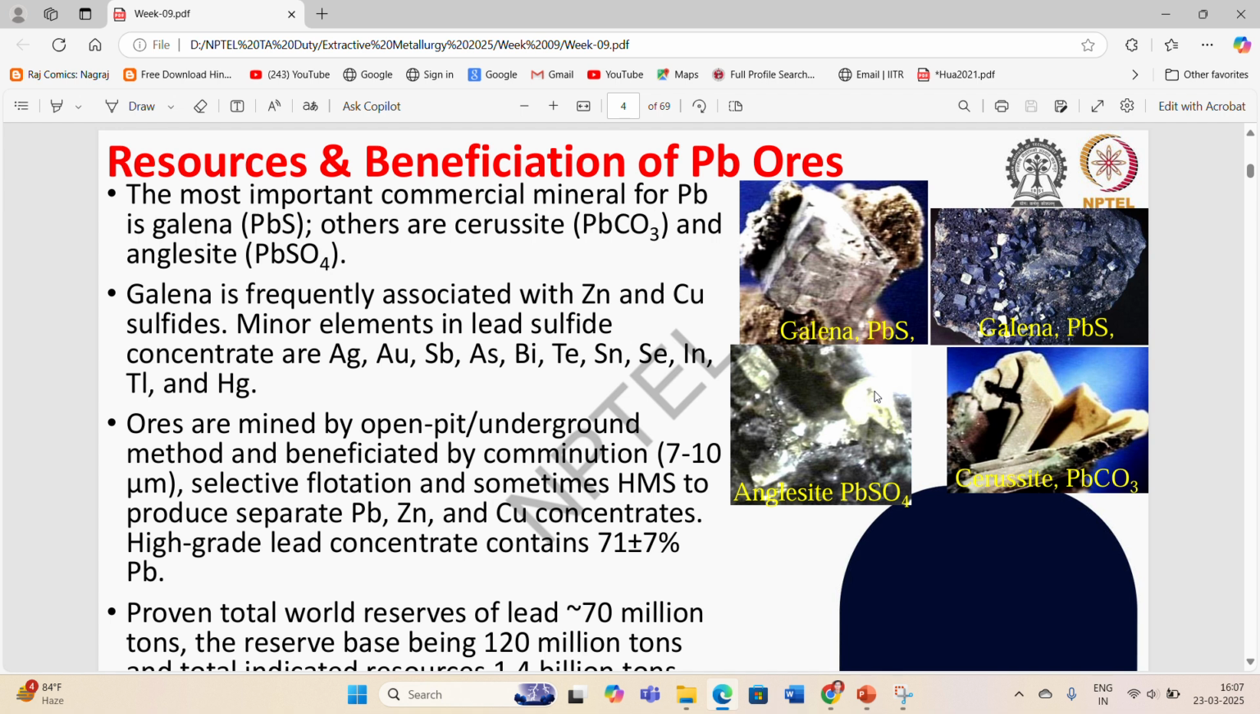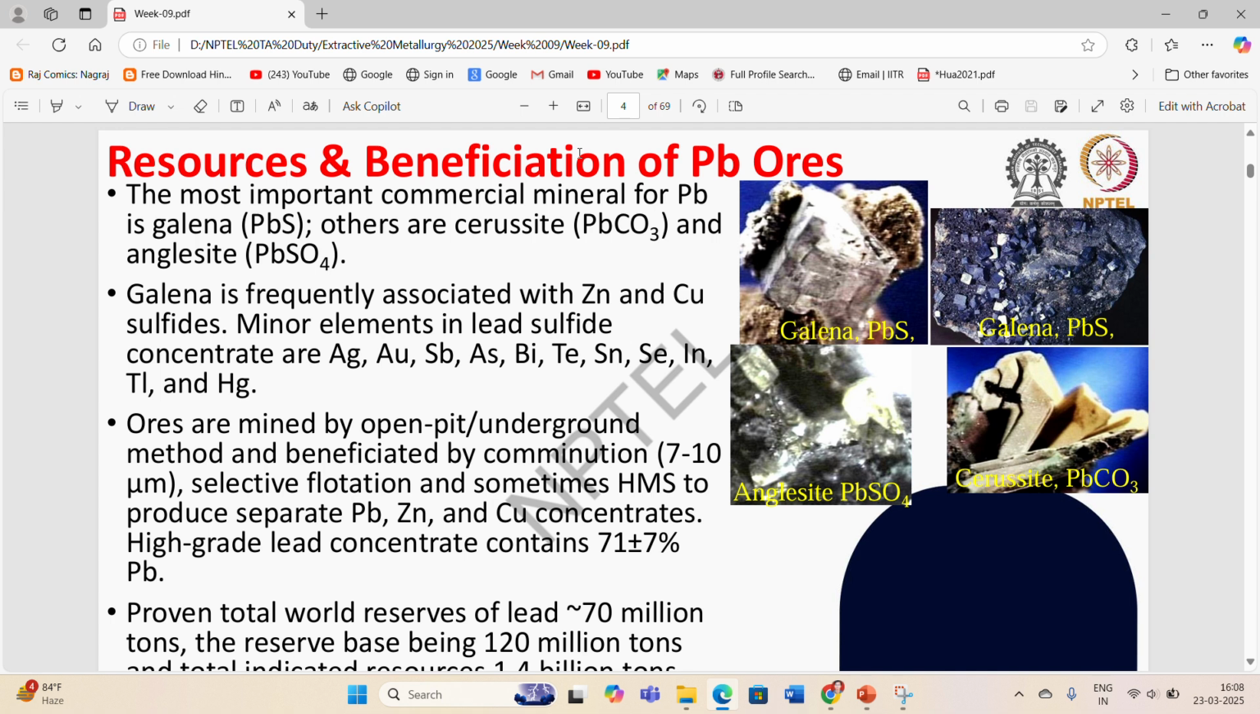Some other ores are also there, like cerussite, which is basically lead carbonate, and then anglesite, which is generally found in the form of PbSO4, or we can say lead sulfate. The most important mineral generally used for the extraction of lead is galena, which is basically lead sulfide ore. Galena is frequently associated with zinc, as I had already told. Wherever you find galena, you will definitely find zinc sulfide together. Most of the time it will be like a 50-50 ratio of zinc sulfide and galena, along with some impurities like silica, iron, and other elements.